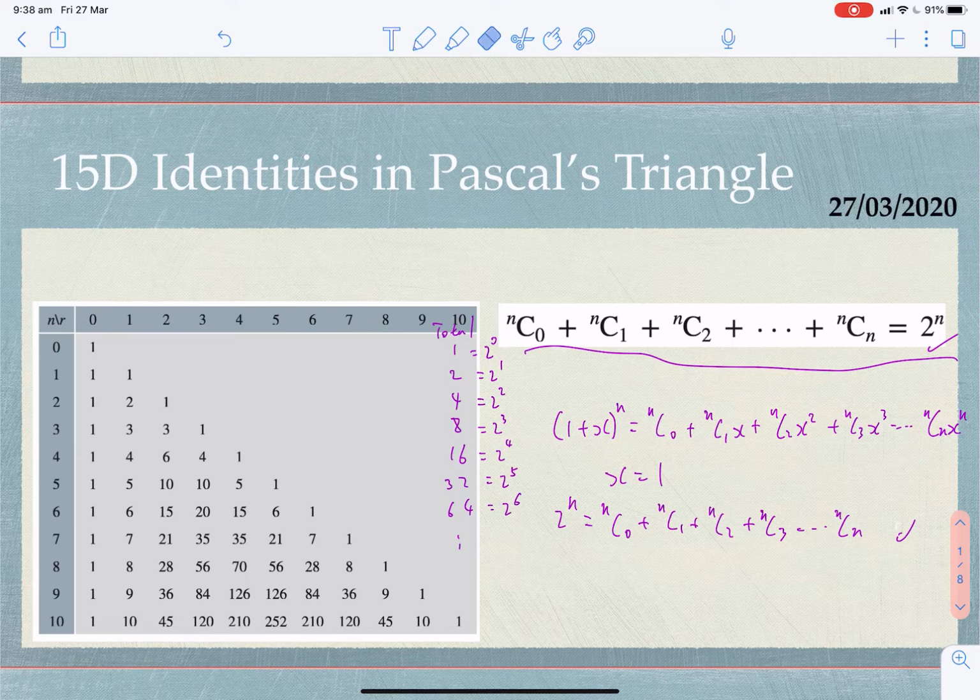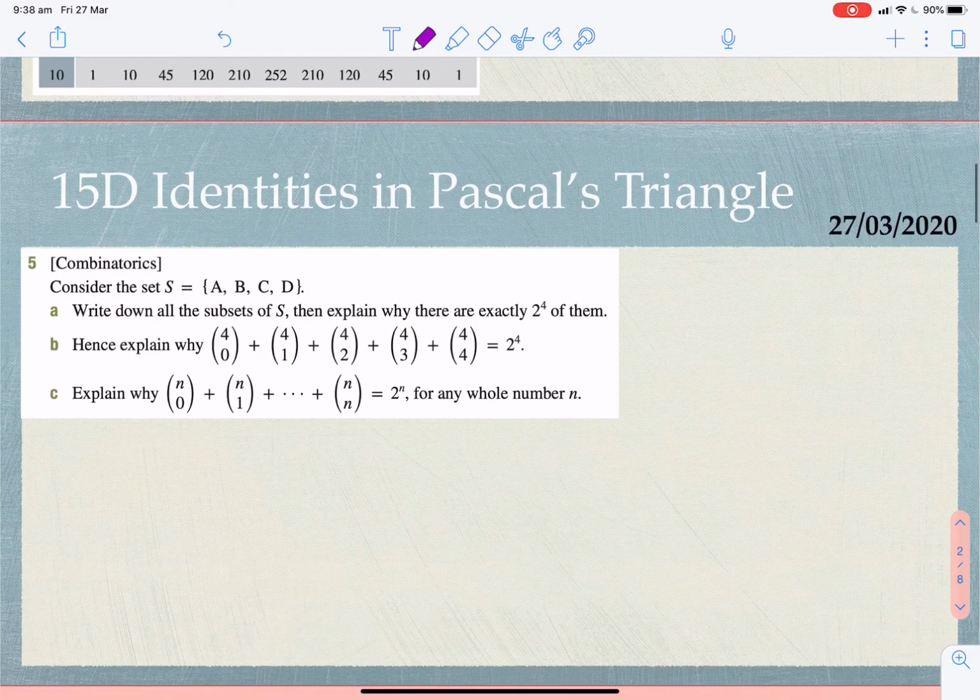So, hope it makes sense. Okay. Let's move on. Again, we're going to skip questions 1, 2, 3 because it's calculus. We're going to go to question 4. It was a little bit too easy, so I'll let you do it yourself.